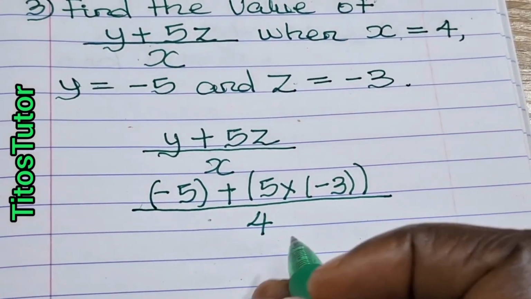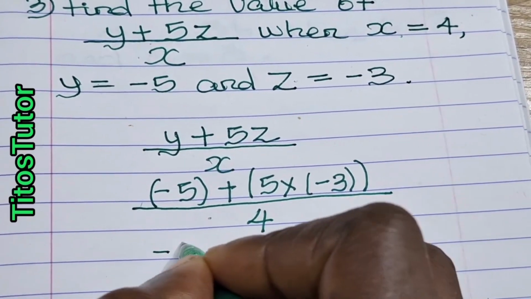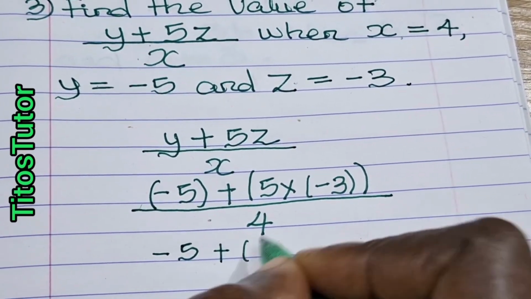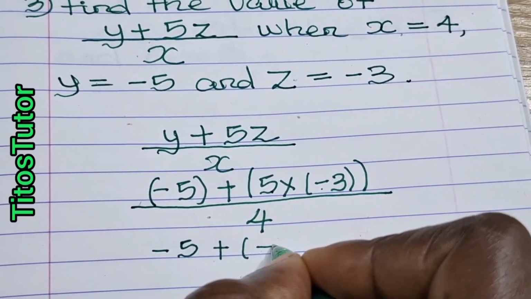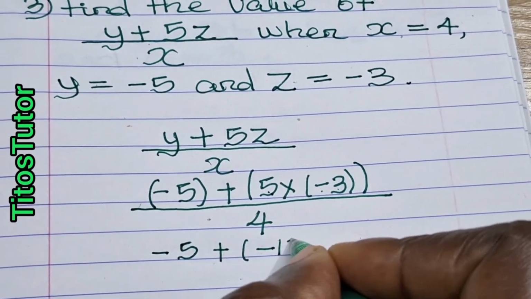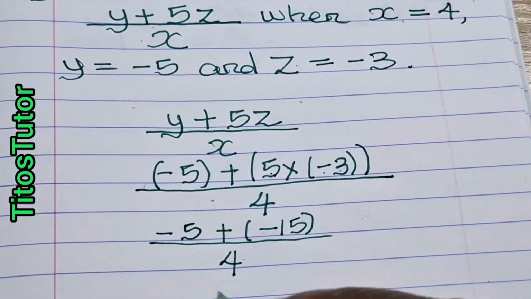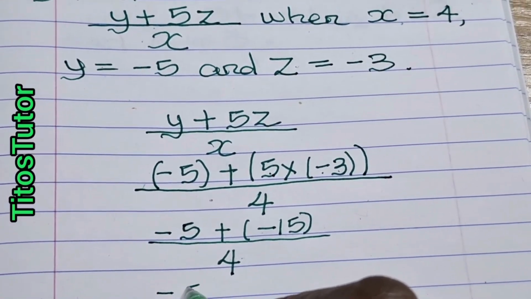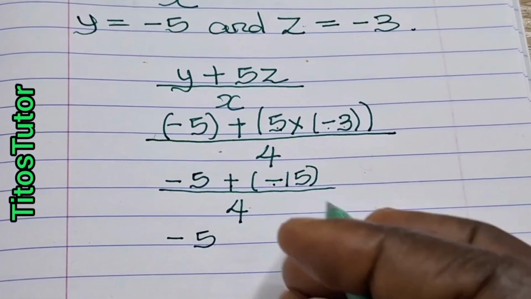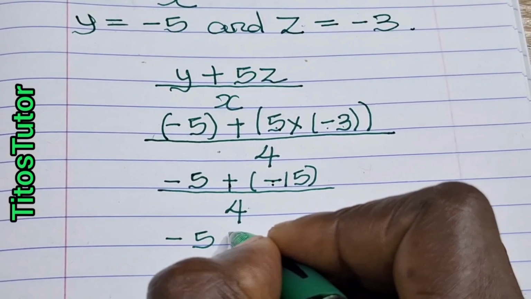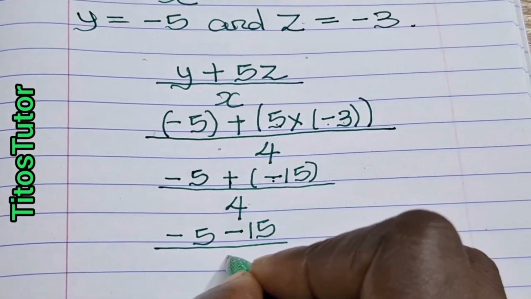Okay, so I'm going to simplify multiplication first. So I have negative 5 plus 5 times a negative 3. Positive multiplied by negative is negative. 5 times 3 is 15, all over 4. Okay, so here I have negative 5 plus and minus gives me minus. Positive and negative gives you negative 15 all over 4.